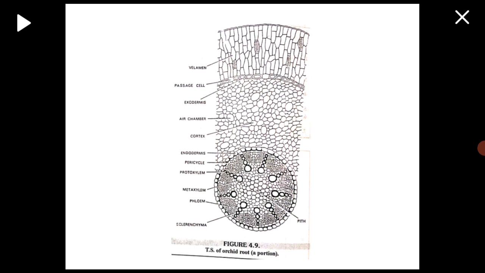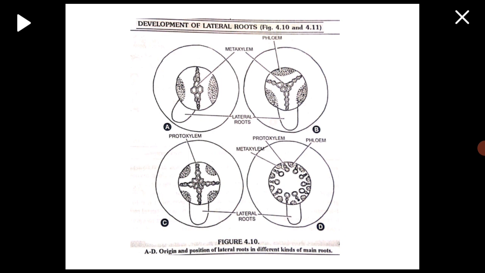Pith. Pith occupies the central position. It consists of parenchymatous cells with intercellular spaces. Next, development of lateral branches. These are the figures which show the development of lateral branches. The lateral branches of root are endogenous in origin, means they originate in the pericycle in seed plants.